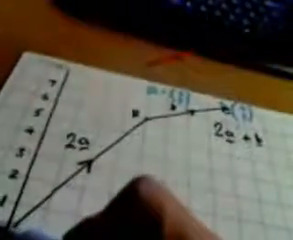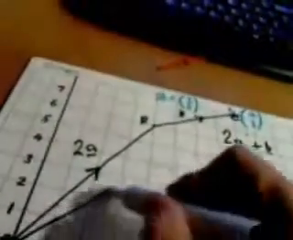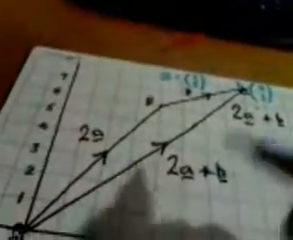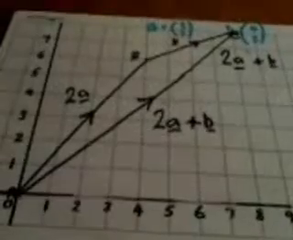And this is the vector B. So the overall movement, the resulting vector from A to C, will be this line here, and that is 2A plus B. Two lots of movement A followed by B.